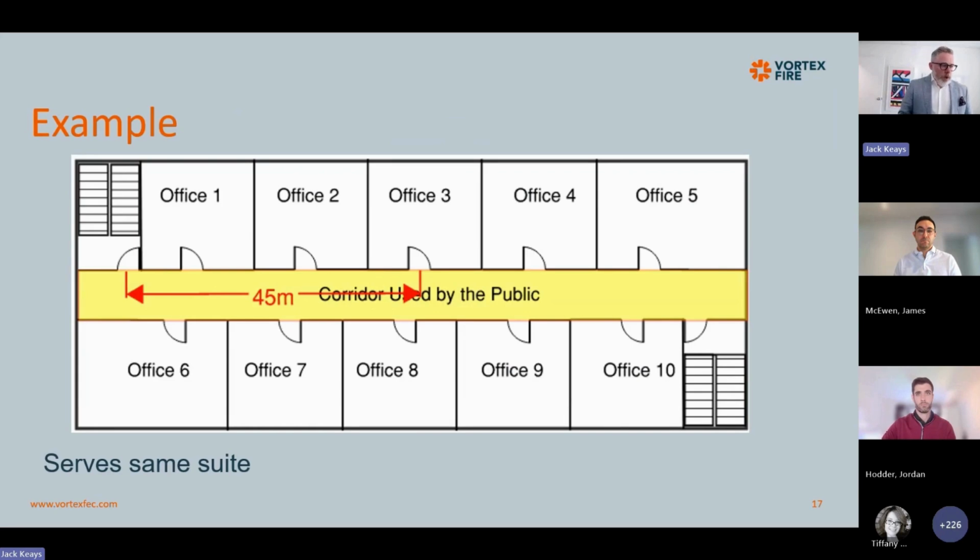So this is an example of a corridor used by the public. This is within 1 suite. We have measured from the doors. So this would allow us to do 45 meters from the doors to the exit stairs, and we could have another 45 meters, so we could be up to 90 meters if we rate this corridor.